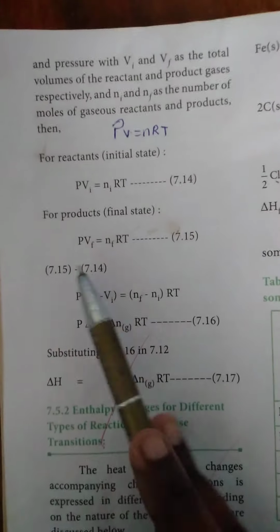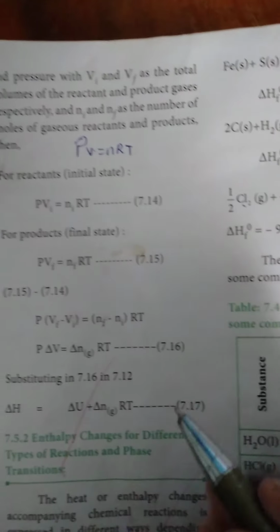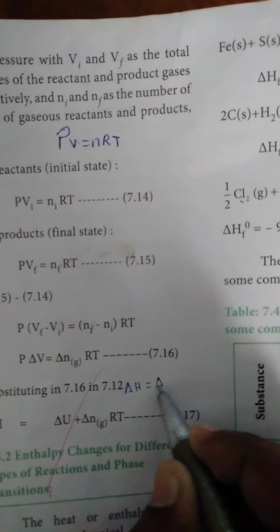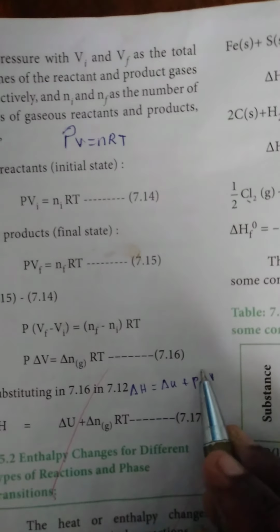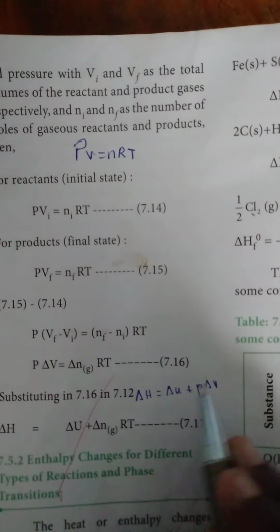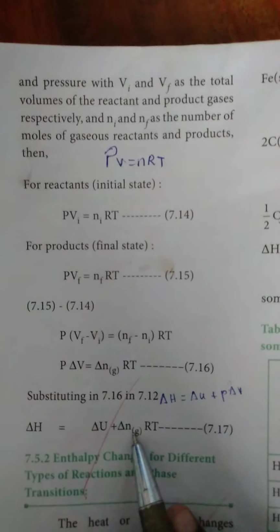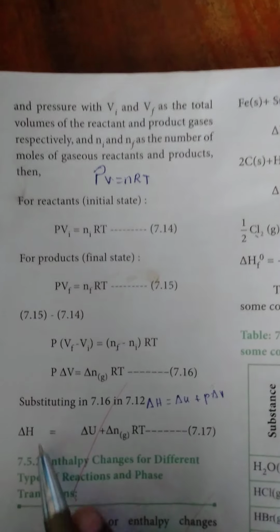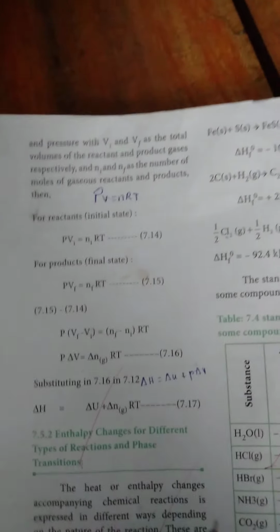If you substitute this value in the enthalpy change, the formula is delta H is equal to delta U plus P delta V. Here only you are substituting the P delta V in this equation. So delta H is equal to delta U plus delta n g into RT. So this is the relation between enthalpy and internal energy. Understand this? This is one of the important 5-mark questions.